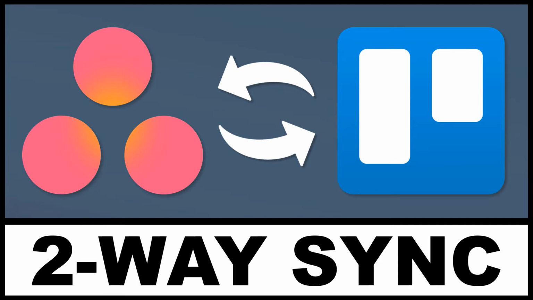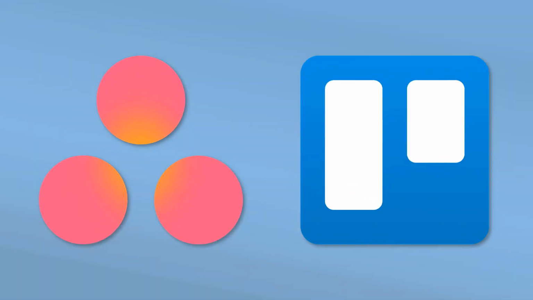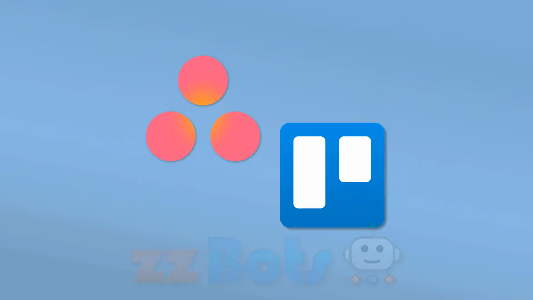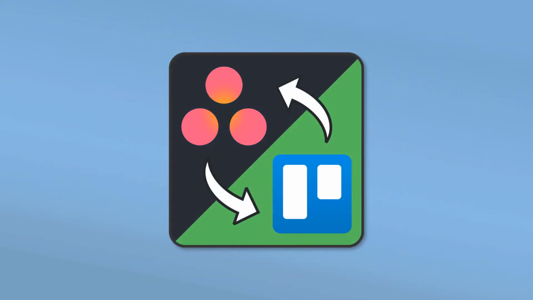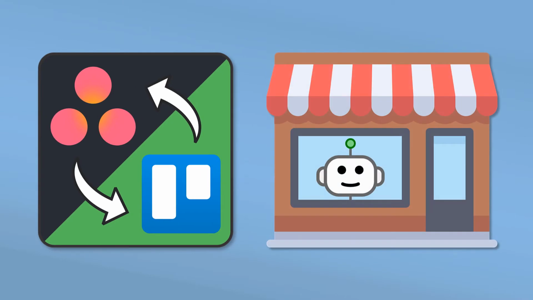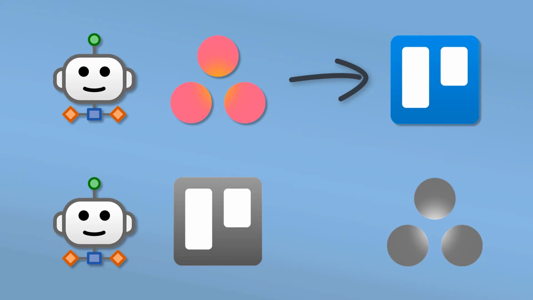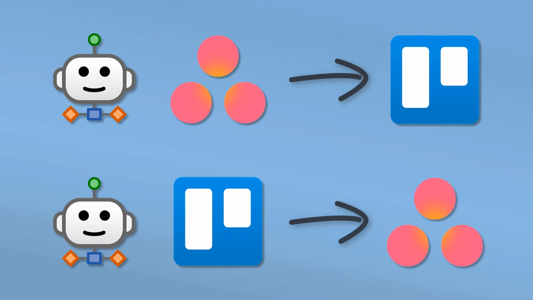Are you looking for a way to sync between Asana and Trello? With ZZBots, it is now easier than ever to install this full two-way sync as a plugin from our plugin store. This plugin contains two bots. One bot will monitor for new or updated tasks in Asana and sync them over as Trello cards. The other bot will monitor for new or updated cards in Trello and sync them over as Asana tasks.